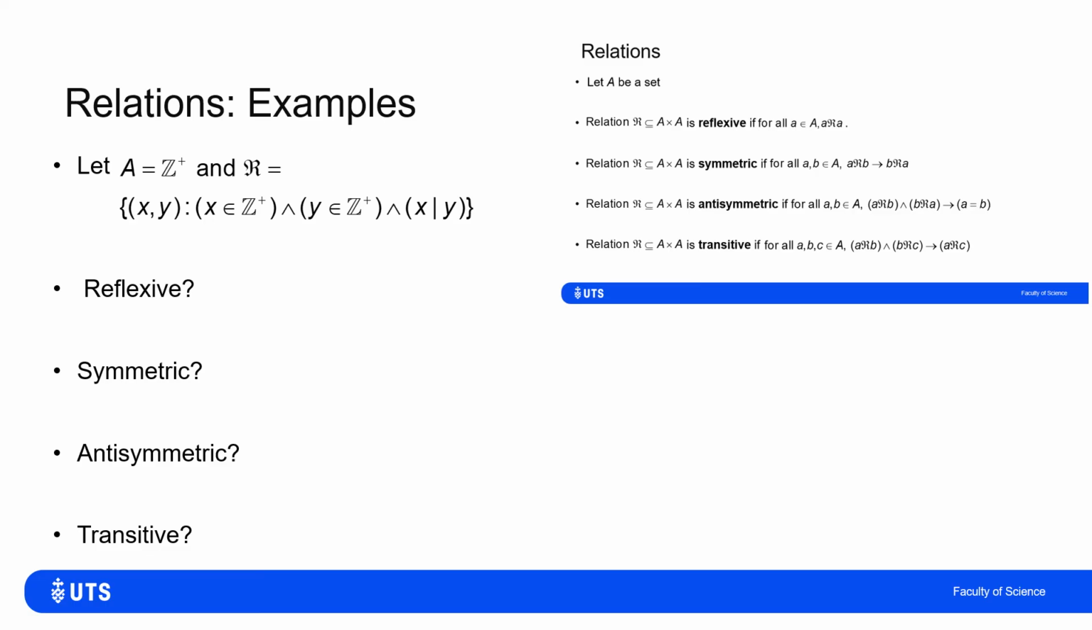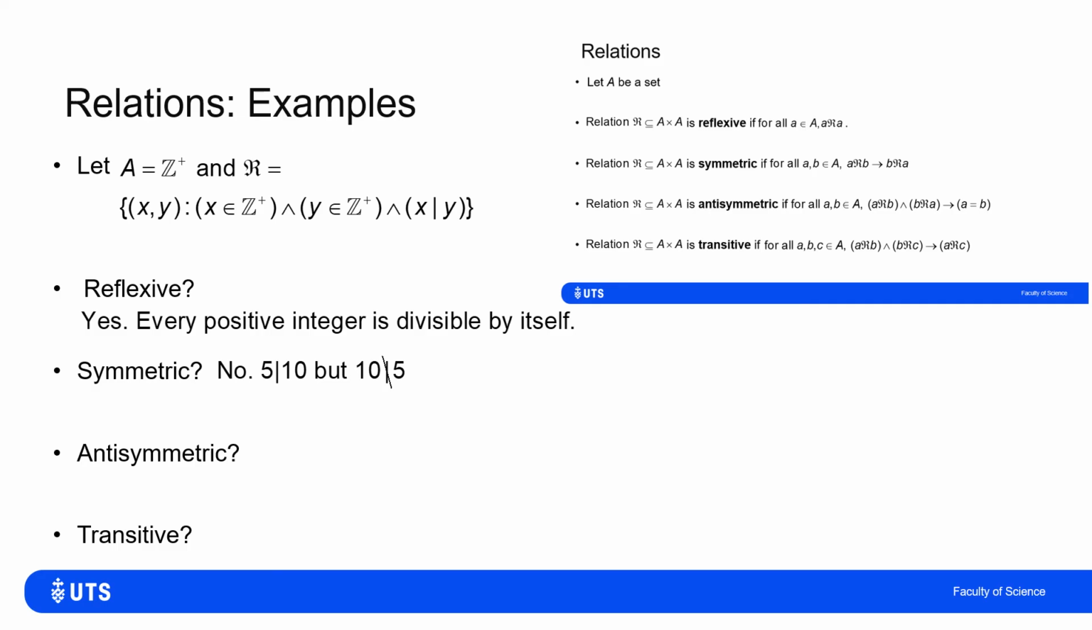Well, reflexive, I only have to be convinced that every element is related to itself, and I think I'm reasonably convinced that every positive integer divides itself. And so, yep, 7 divides 7, 10 divides 10, 38 divides 38. Every positive integer is divisible by itself. Is it true that if x divides y, that y has to divide x? No, it's not, because 5 divides into 10, 10 doesn't divide into 5. So this is not symmetric.